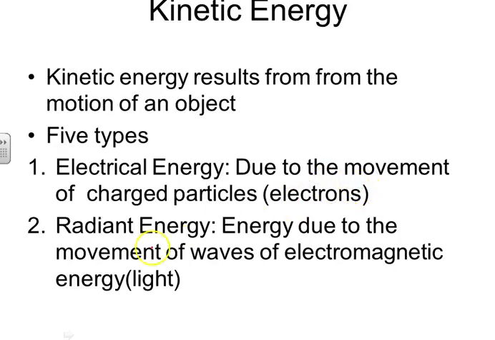Electrons are negative. We have radiant energy, which would be energy due to the movement of waves of electromagnetic energy, which would be light, X-ray, ultraviolet, infrared, and so forth.